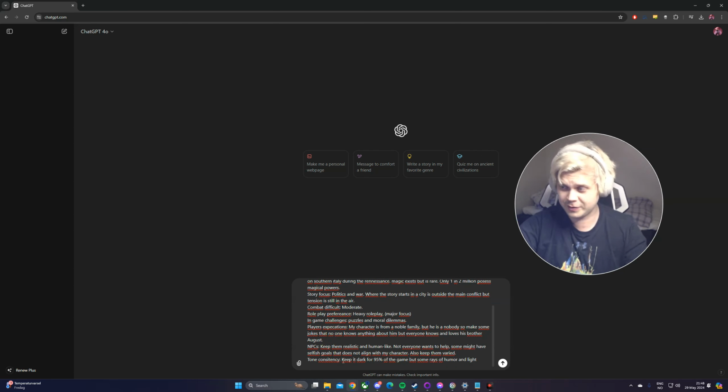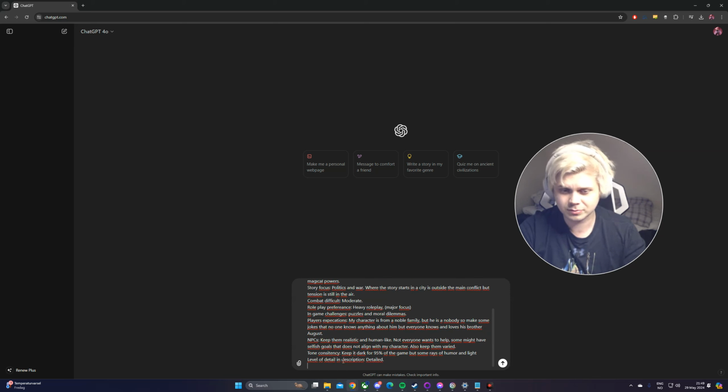Level of detail in description. This is basically how well it will describe things. This is also something I kind of want to keep detailed because I like it. But if you want it to be moving along a lot quicker, you can just write simple, you know what I mean.